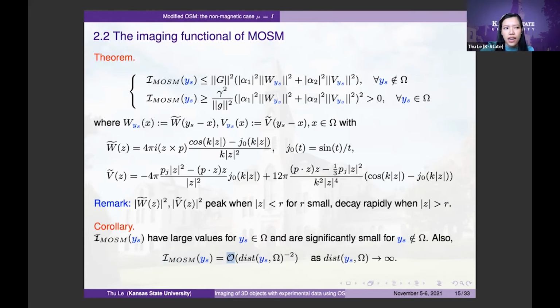So this is the indicator for us to reconstruct the target omega. We only have to evaluate this imaging functional, and this imaging functional is basically just a double integral, so the computation cost for it is very cheap.